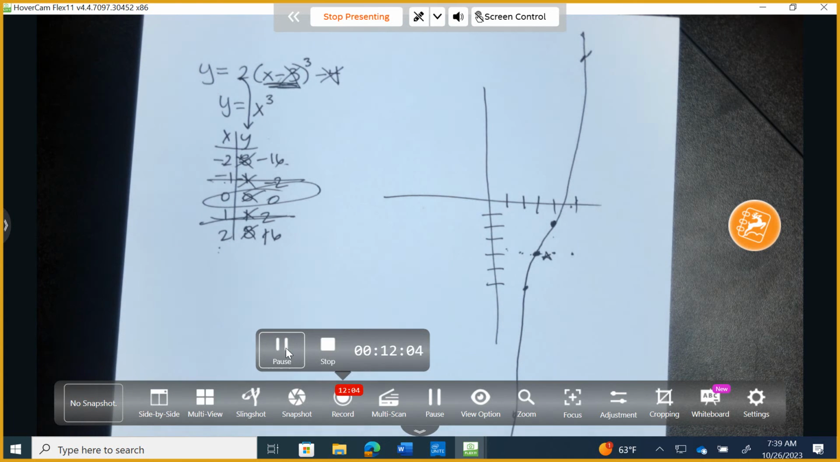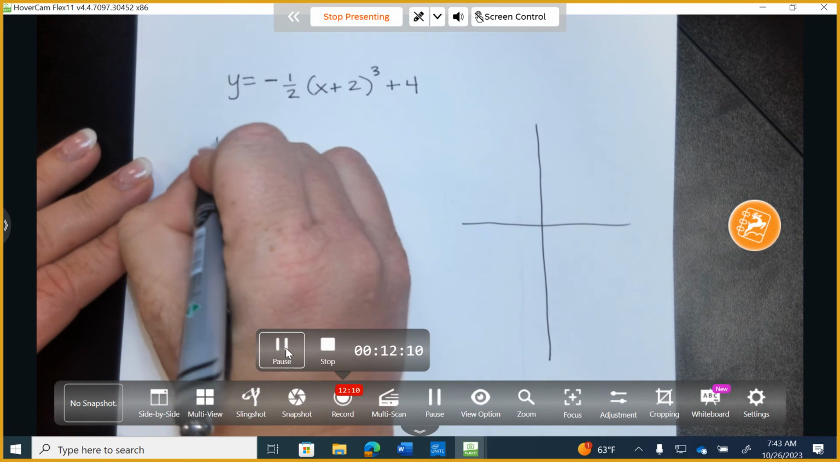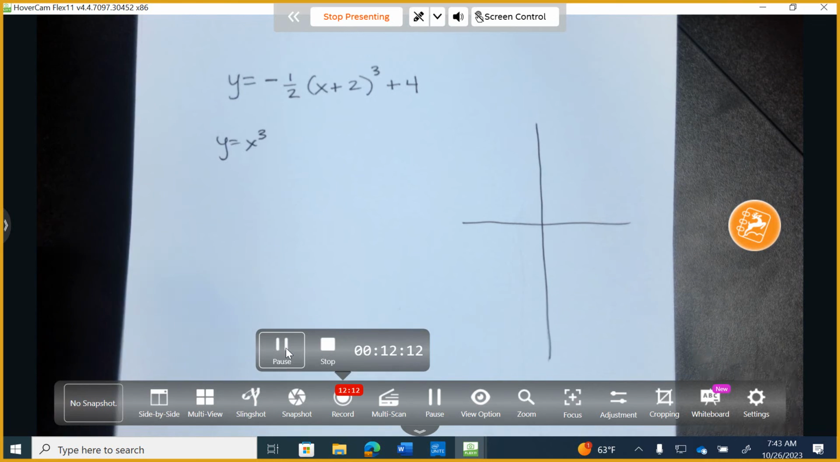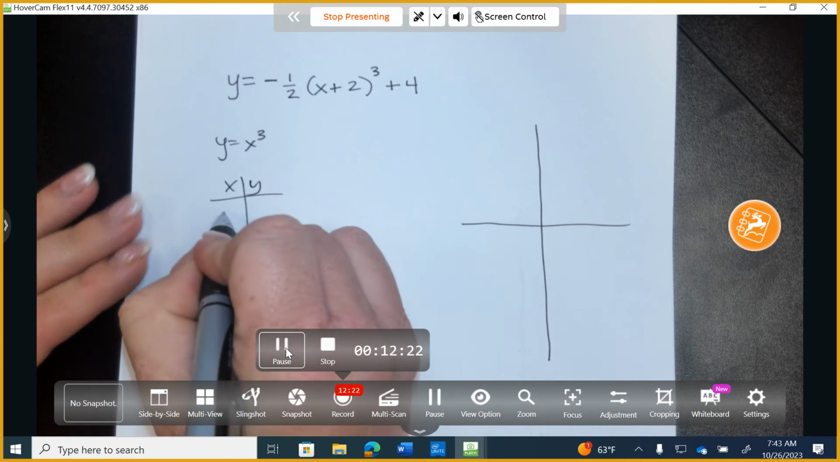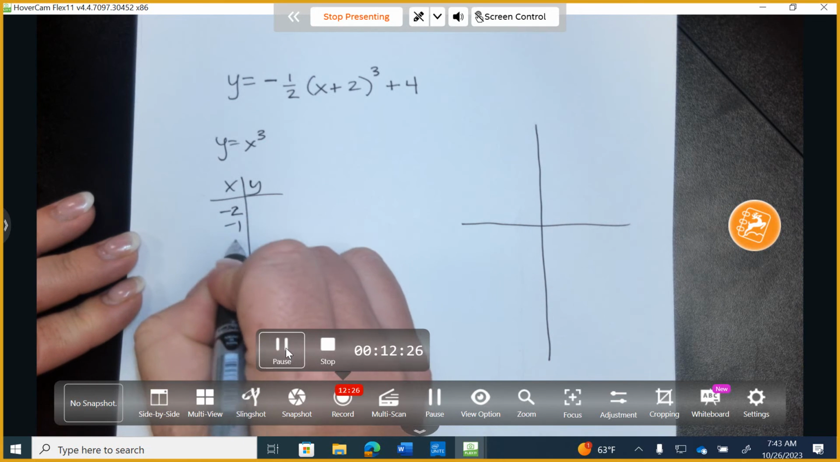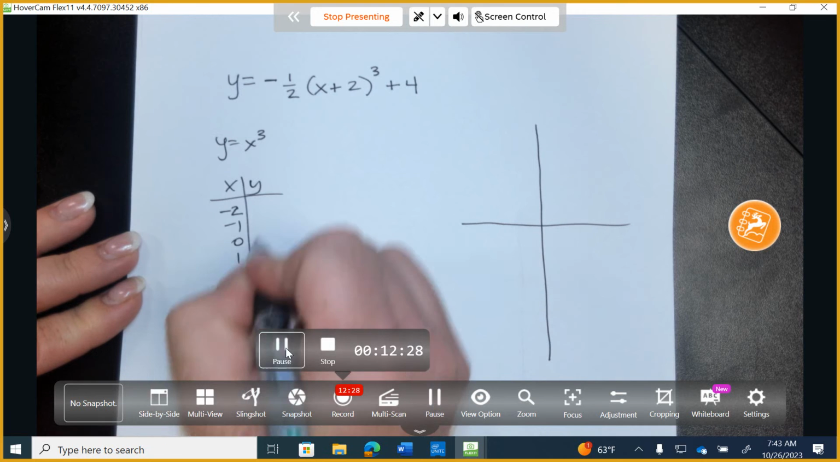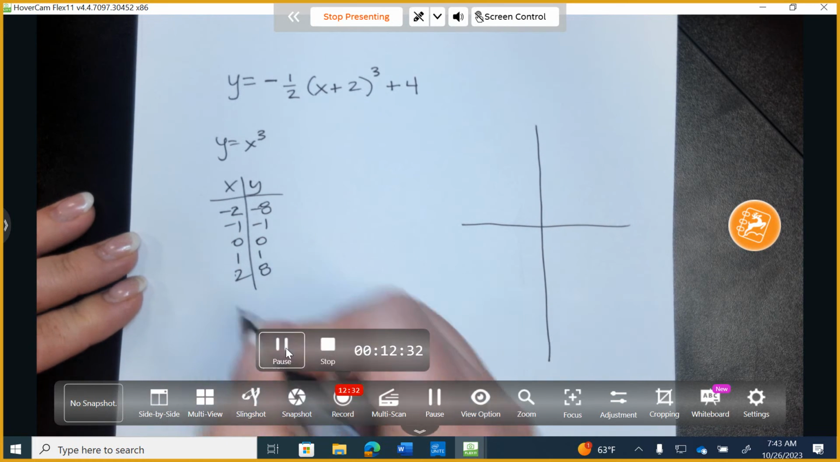I want you to make a prediction. Please write down this problem, but do not graph it yet. The very first thing I do is I identify this as being an x to the third. That's the very basic x cubed, very basic parent function. I'm going to make my list. If you see I made a mistake last time, thank you for catching that. So I have negative 2, negative 1, 0, 1, 2. Please no talking. Negative 8, negative 1, 0, 1, and 8 again.